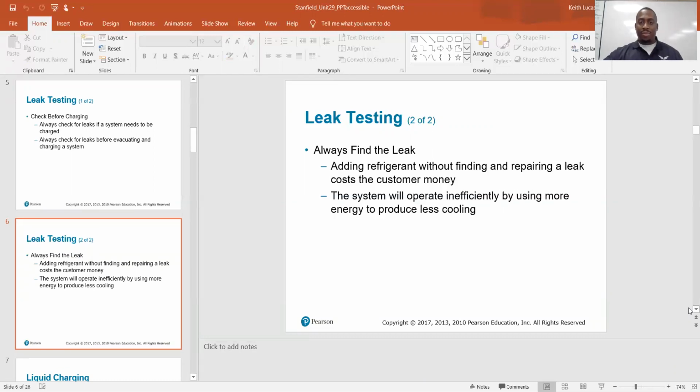Leak testing: always find the leak. Adding refrigerant without finding and repairing a leak costs the customer money. The system will operate inefficiently by using more energy to produce less cooling. We've gone over it many times, but runtime is one of the biggest factors in energy efficiency. If a system is not performing, it's just running, it will cool, but it'll take way more time to cool at 75% capacity than it will at 100% capacity. So that's a huge waste of energy.